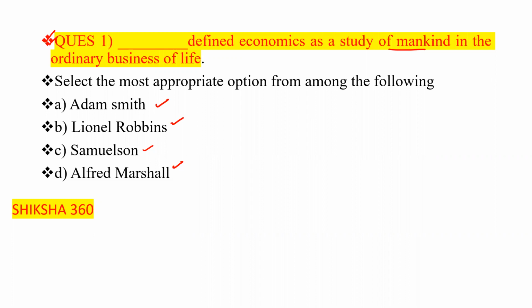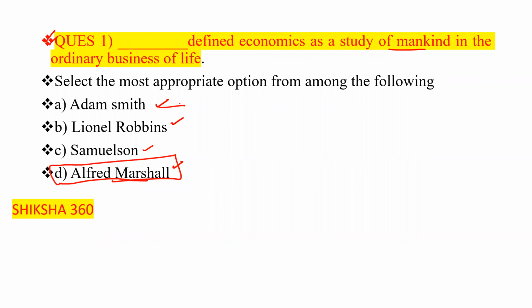We have discussed this in part 1 of chapter number 1. That is Alfred Marshall. Option number D is the answer. Alfred Marshall defined economics as a study of mankind in the ordinary business of life. Option number D is the answer.